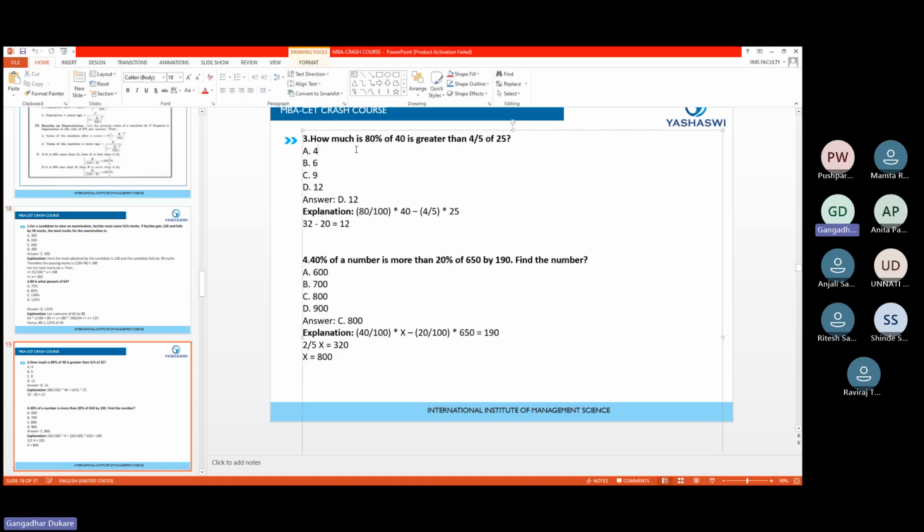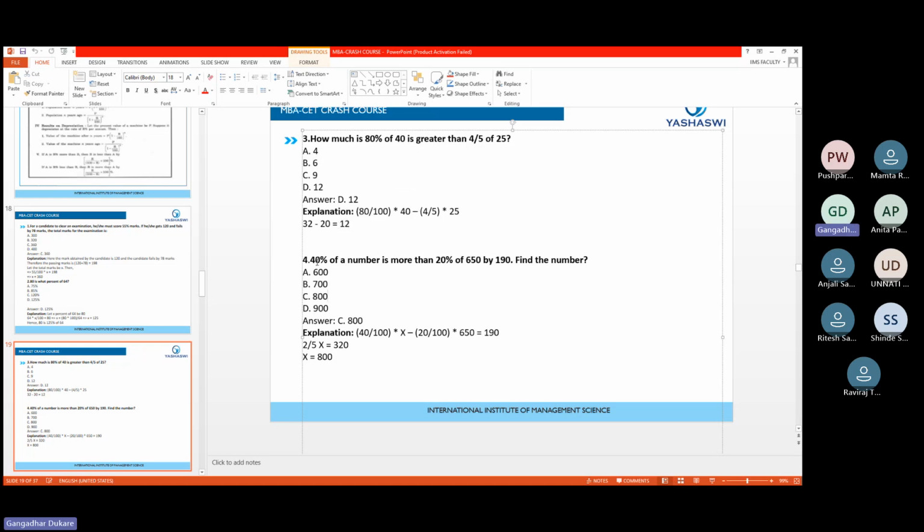Similarly, how much is 80% of 40 greater than 4 by 5 of 25? So the 80 percentage we write as 80 divided by 100 into 40 minus 4 by 5 into 25. That again is a percentage calculation, equal to 32 minus 12. The final value is 12.